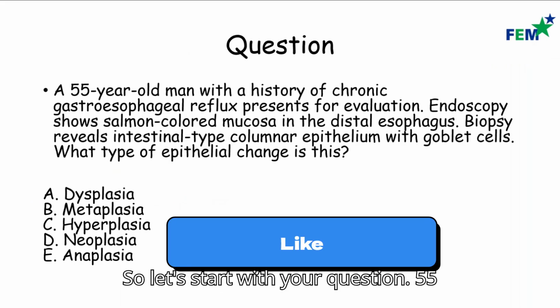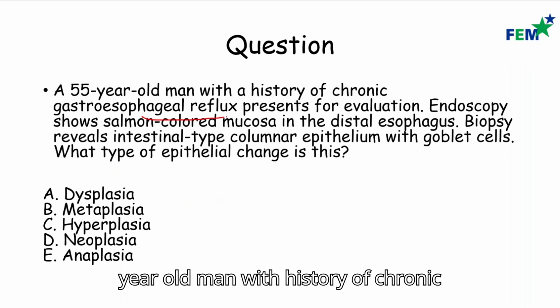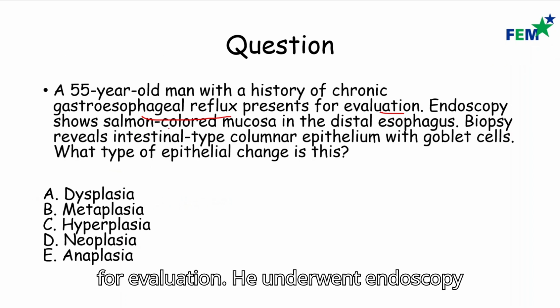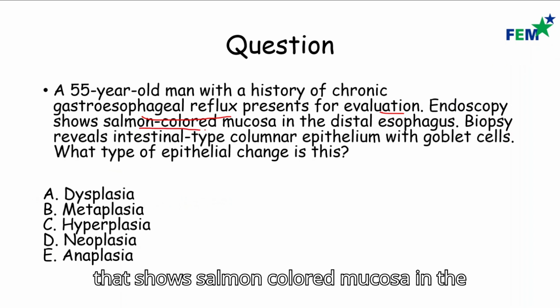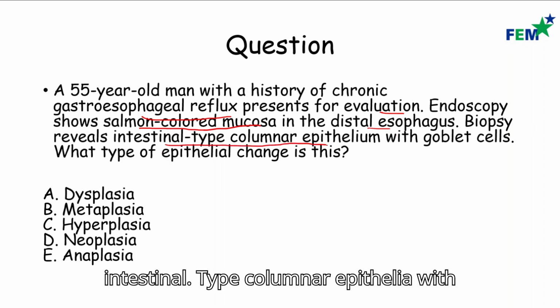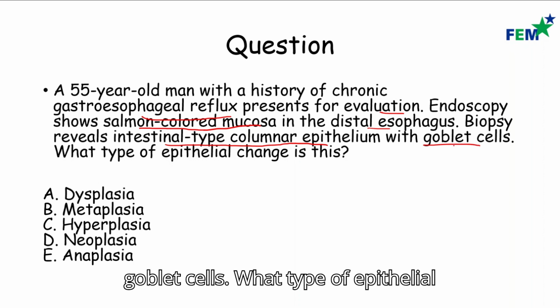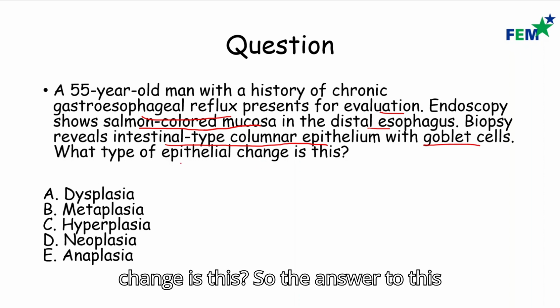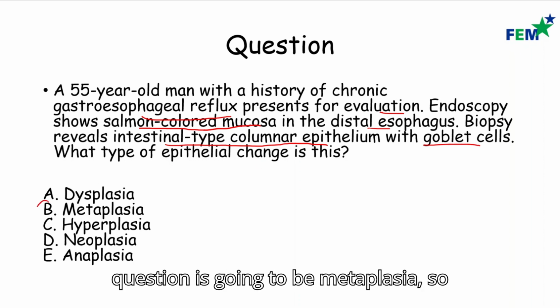So let's start with a question. A 55-year-old man with history of chronic gastroesophageal reflux disease presents for evaluation. He underwent endoscopy that shows salmon-colored mucosa in the distal esophagus. Biopsy reveals intestinal type columnar epithelia with goblet cells. What type of epithelial change is this? So the answer to this question is going to be metaplasia.